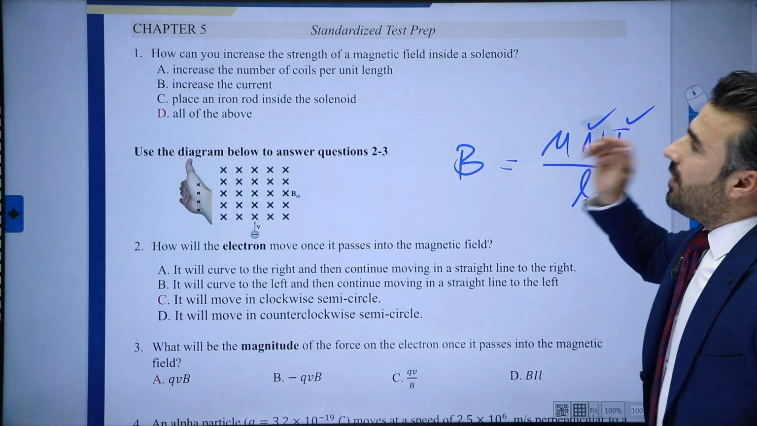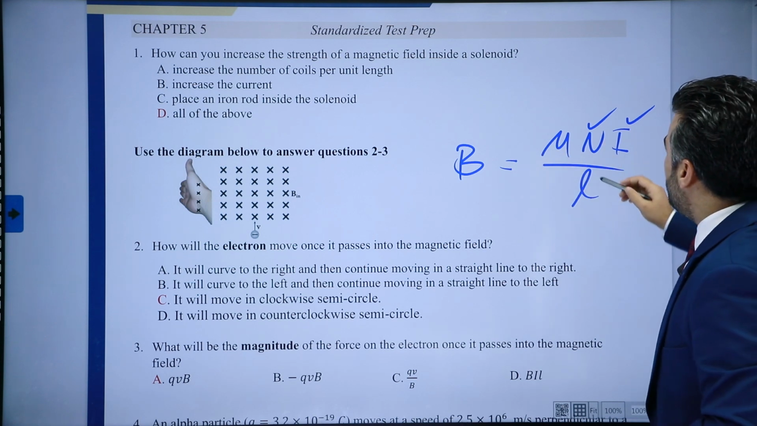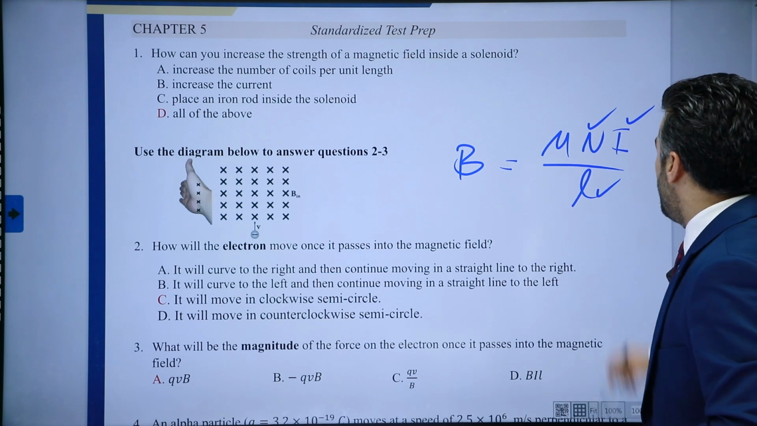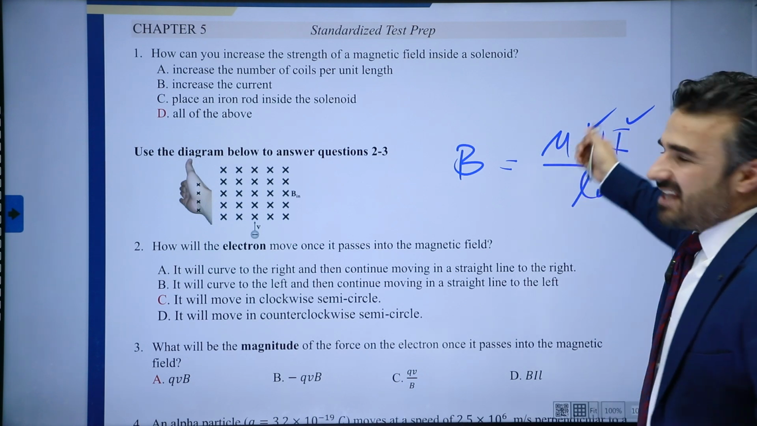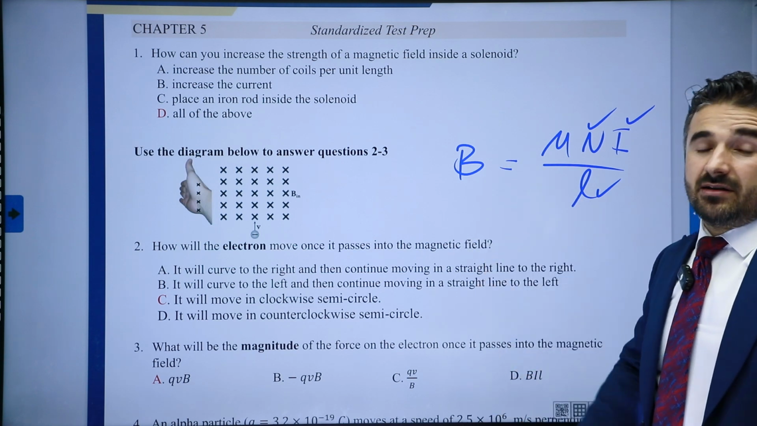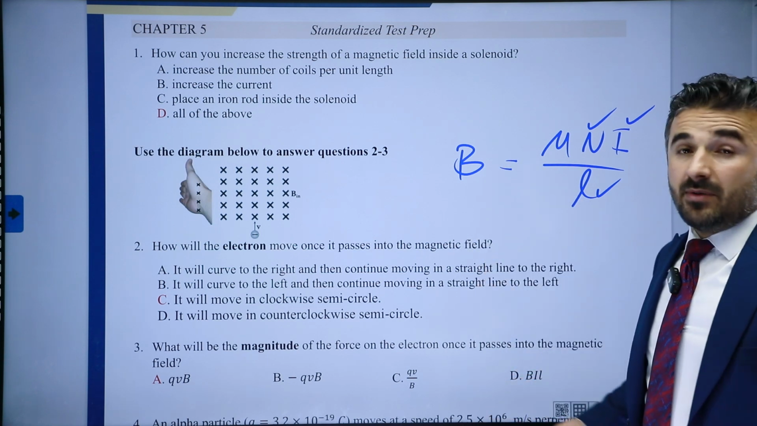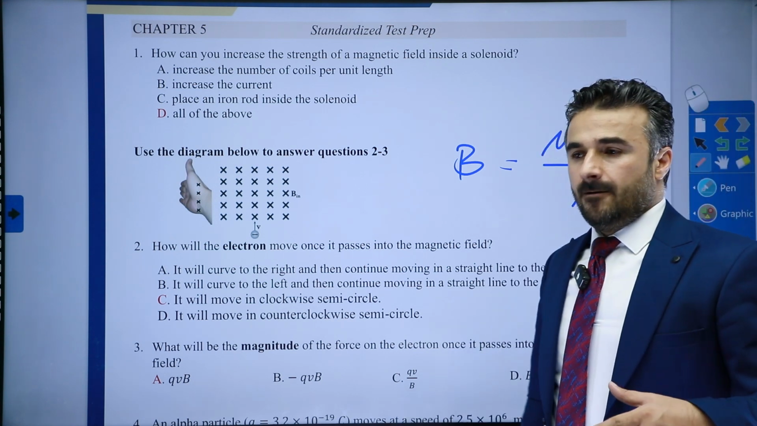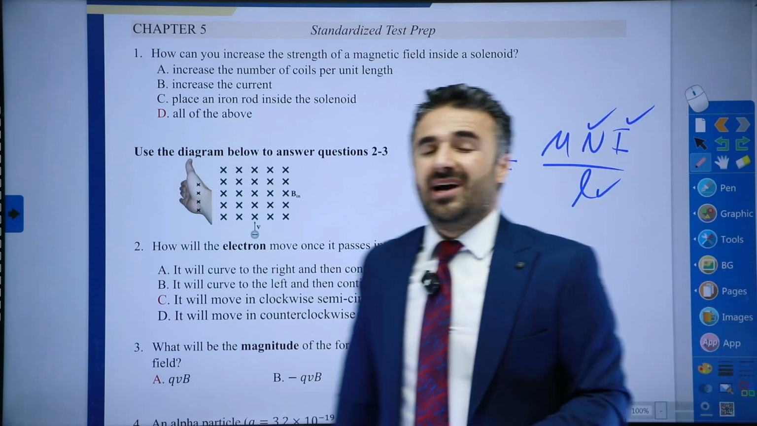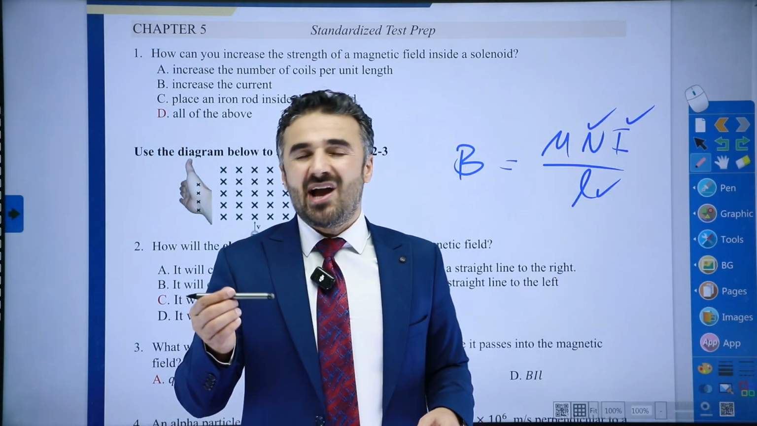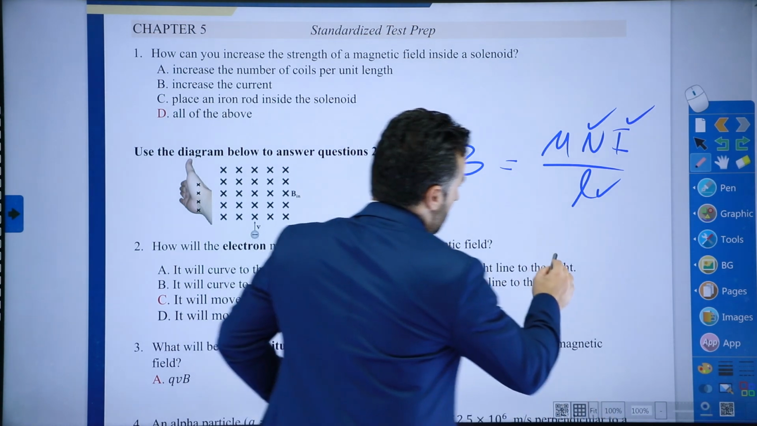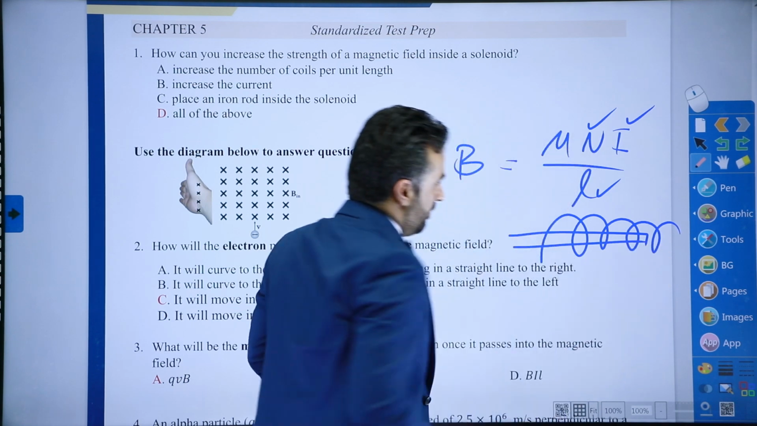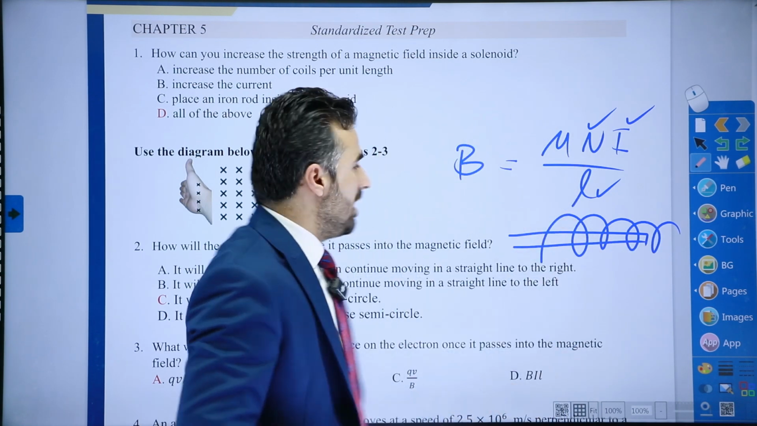And then what else do we have? By decreasing the length, we can do that as well. This is the number of turns, by the way. Magnetic permeability, we don't consider because you're using this in the same environment, so we're trying not to change this one. But one thing that I want to point out is this: by inserting an iron core into the solenoid, for example, if this is the solenoid here, it is going to increase the strength of the magnetic field as well.